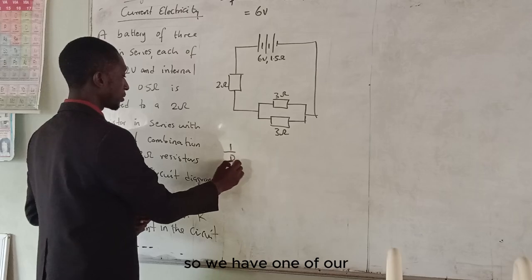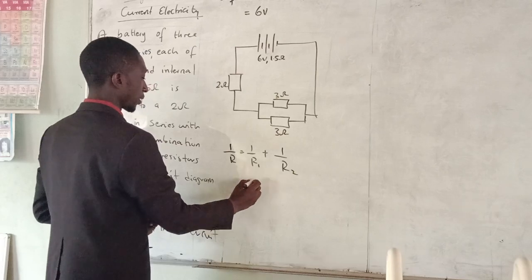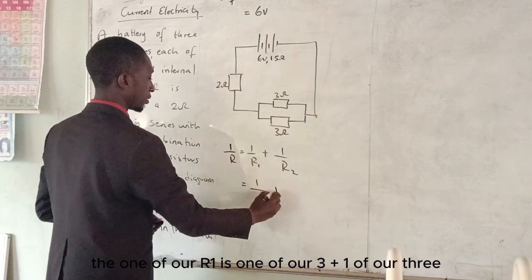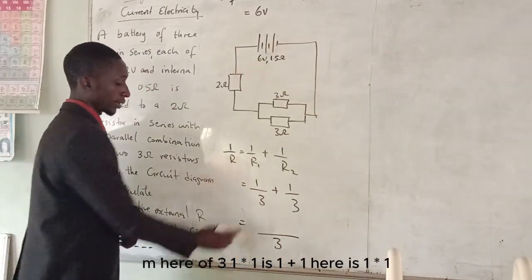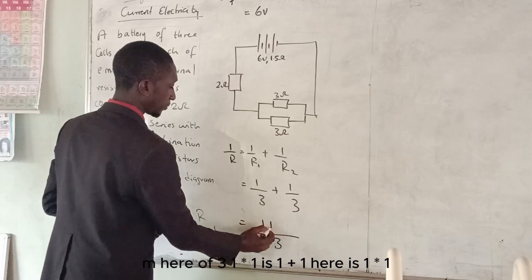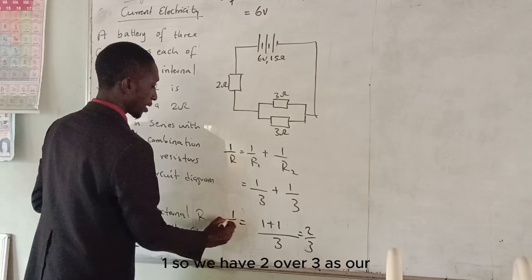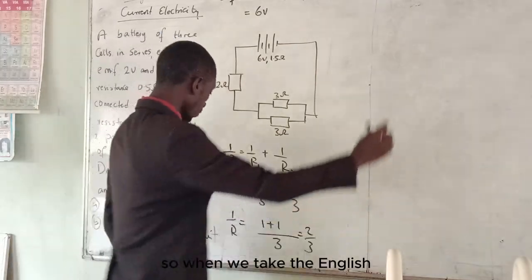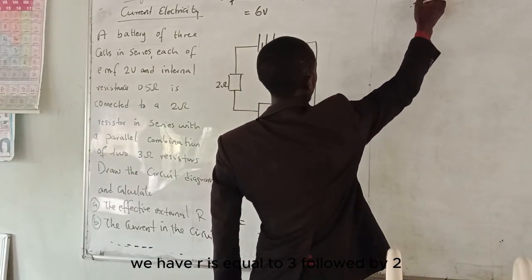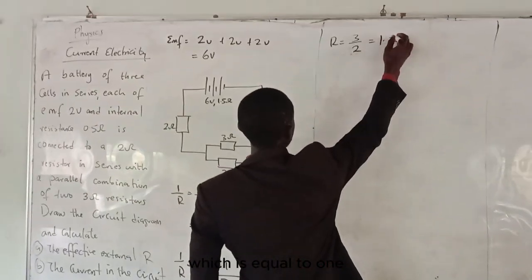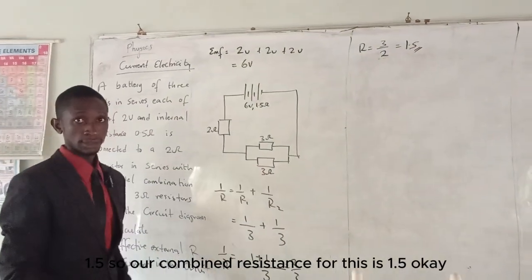So we have 1 over R is equal to 1 over R1 plus 1 over R2. So 1 over R is 1 over 3 plus 1 over 3. We have LCM here of 3. 1 times 1 is 1 plus 1 times 1 is 1. So we have 2 over 3. When we take the inverse, we have R is equal to 3 upon 2, which is equal to 1.5. So our combined resistance for this is 1.5 ohms.